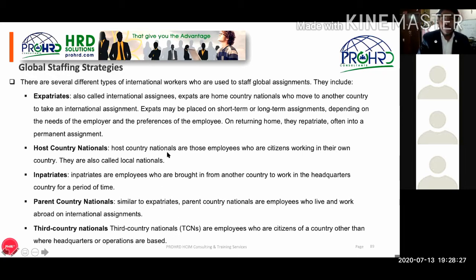So now, Mona, you and I working here in Kuwait, we are expatriates, right? We are international assignees. Expats are home country nationals who move to another country to take an international assignment. Expats may be placed on a short-term or a long-term assignment depending on the needs of the employer and the preference of the employee. On returning home, they repatriate, often into a permanent assignment. For example, I am here in Kuwait for the past 20 years.